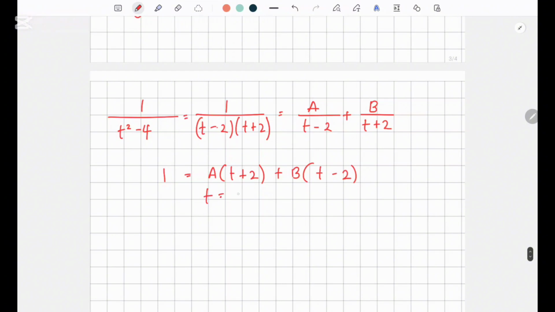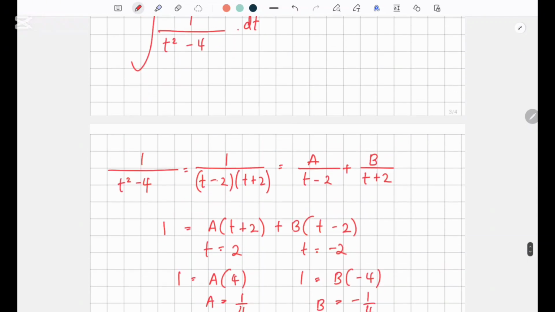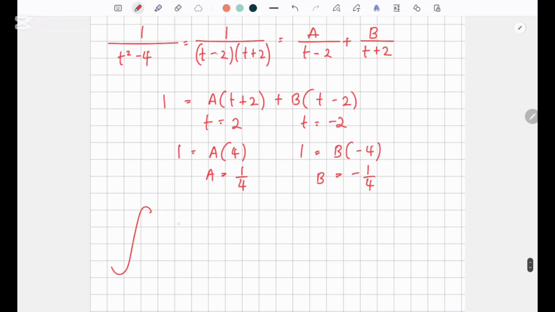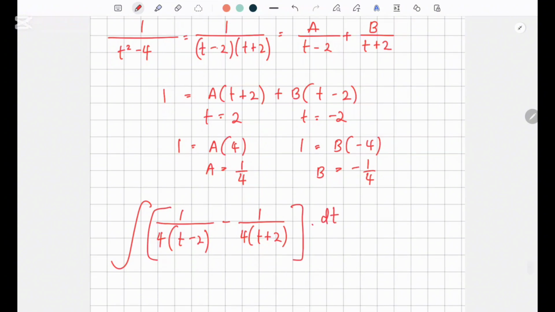So, when t equals 2, a equals 1 over 4, right? And when t equals minus 2, b equals minus 1 over 4, right? So now you have to integrate 1 over 4(t minus 2) plus, sorry, minus, because it's minus 1 over 4, 1 over 4(t plus 2). Easy. You can do this straight away.